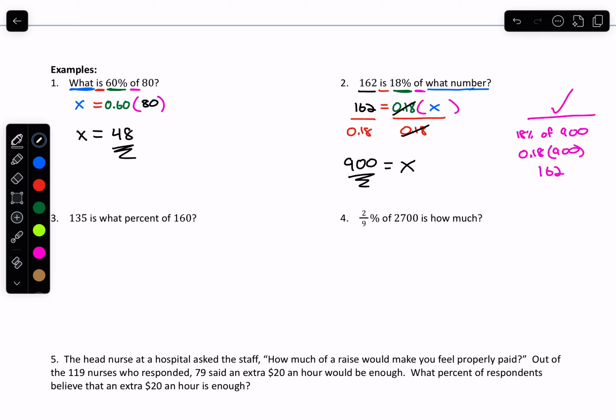Okay, number three, 135 is what percent of 160? So 135 is just a number. We're just going to copy that down. The word is means equals. Then it says what percent of 160. I'm going to skip the what percent for a second and go to of 160. Of means multiply. And 160 is just a number, so we're just going to put that number inside.